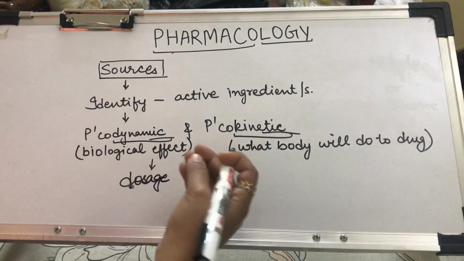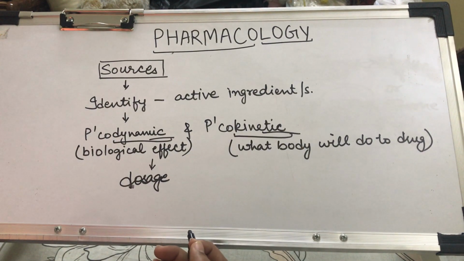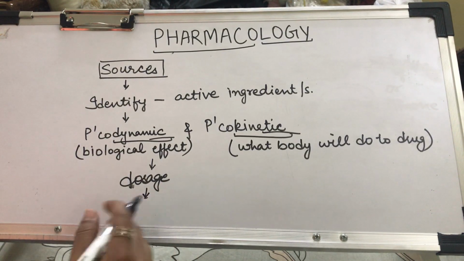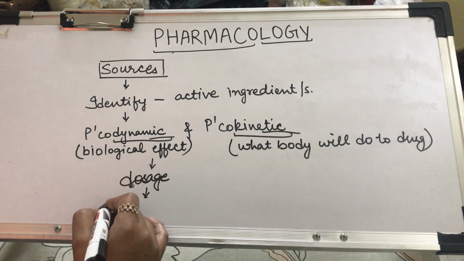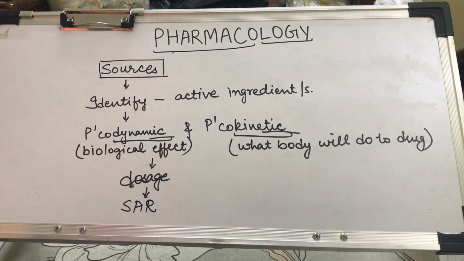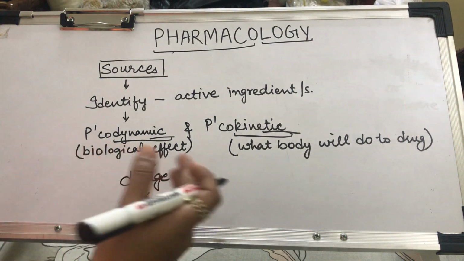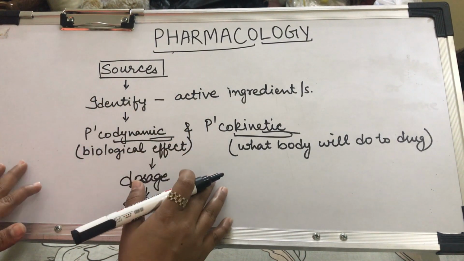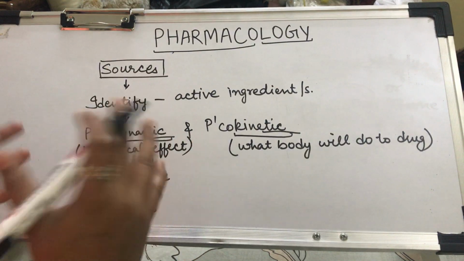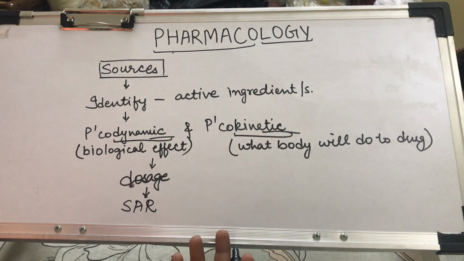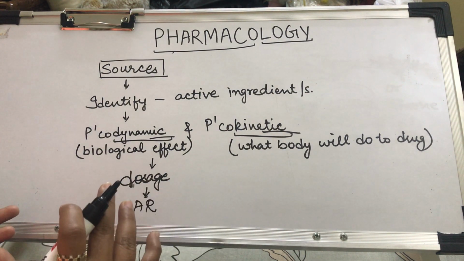At what dose it is giving a particular effect. Then we are going to check the structural relationship properties. For example, we have identified the active ingredient and we know its chemical structure. We modify that chemical structure in order to enhance the properties of the drug. That is your chemical alterations.